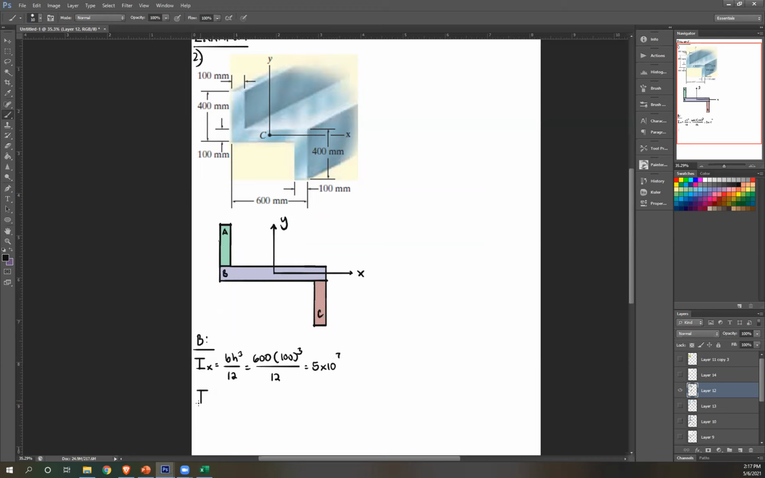Next, let's solve for Iy. And recall, for Iy, it's just h b cubed over 12. Pauline and Sophia were first, so they go first. Again, for Iy, it's h b cubed over 12. So h is 100 times 600 cubed over 12. Please solve. What's the answer?